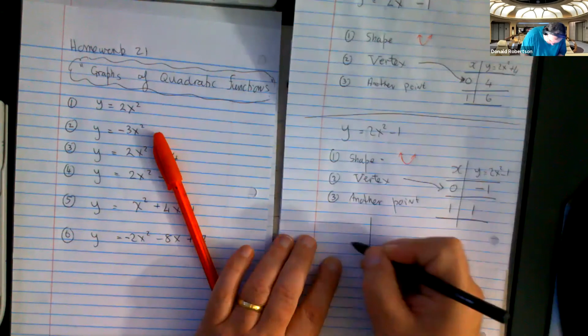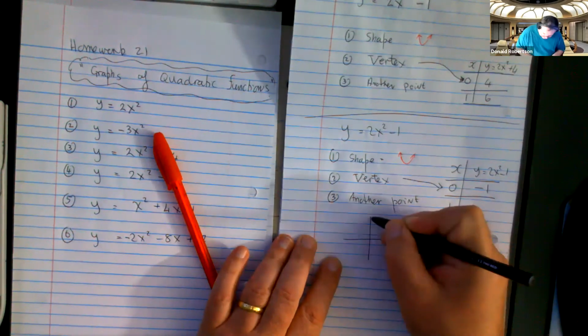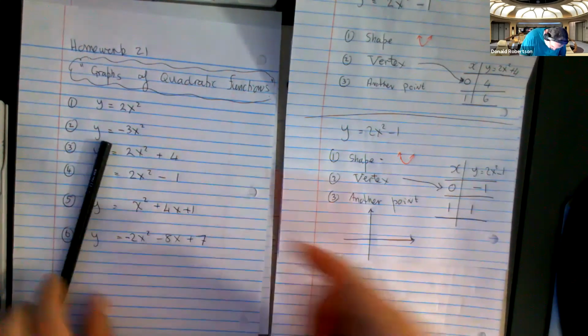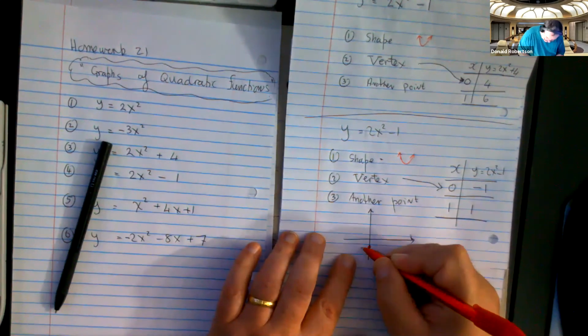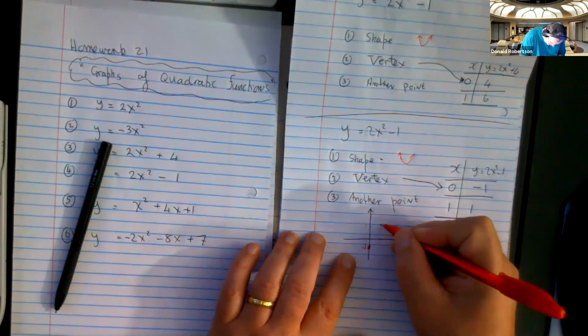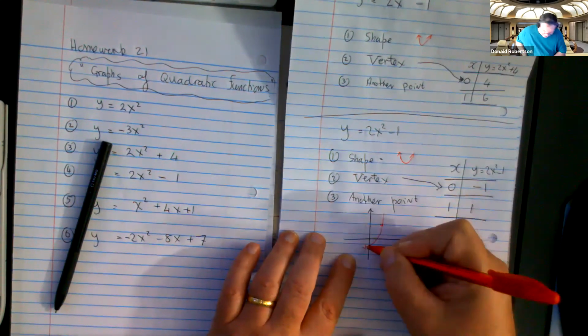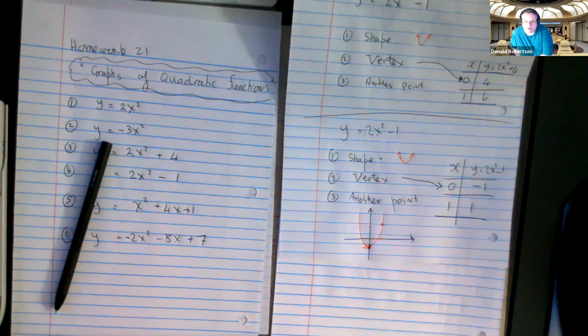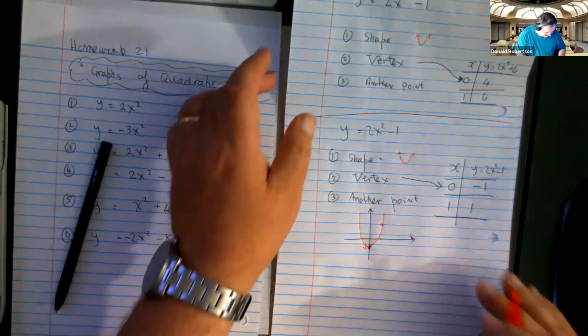And can you imagine that this is WebAssign? 0, -1 would be about here. And 1, 1 would be about here. There would be my sketch. As long as I know the shape and 2 points. In fact, if I tell WebAssign the vertex and a point, it's going to figure out the shape for me, but it's good for human beings to know what the shape is.